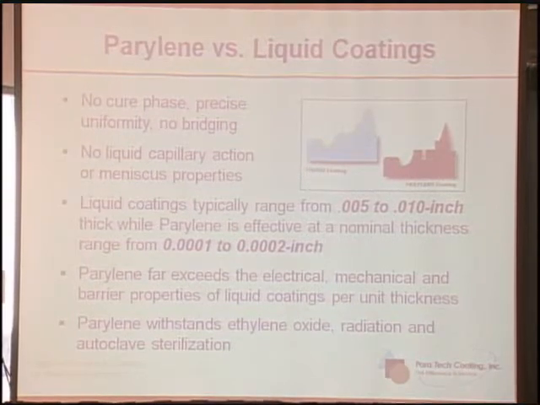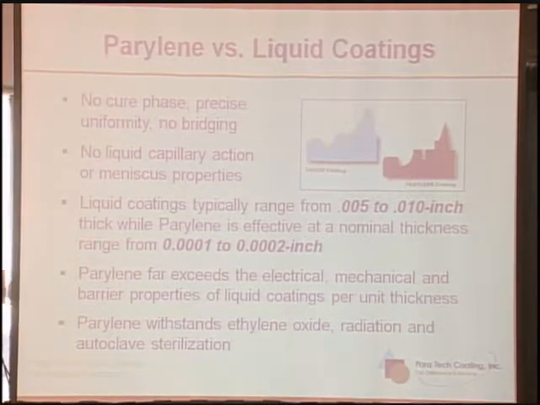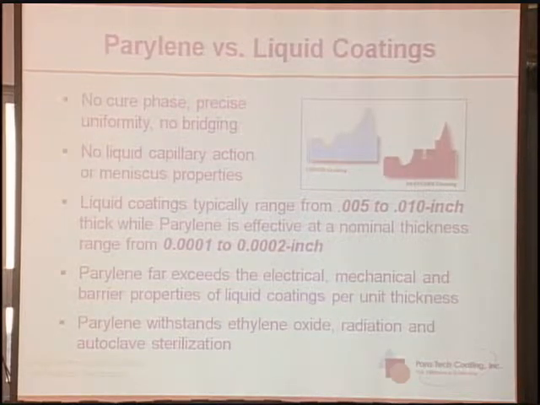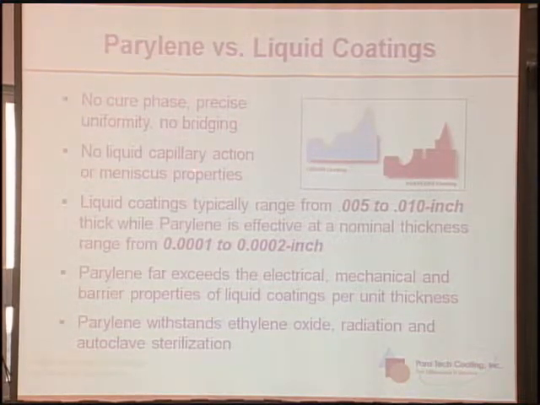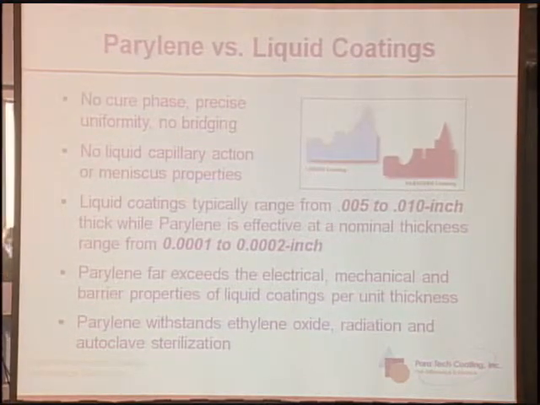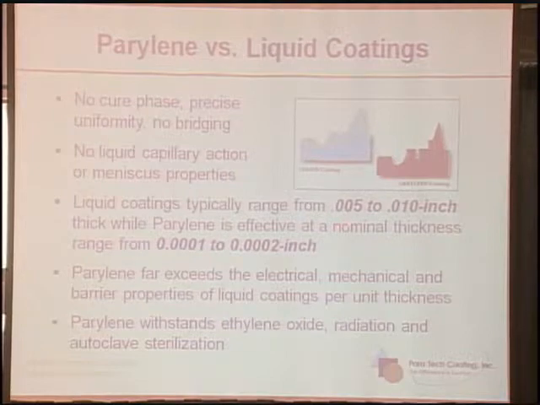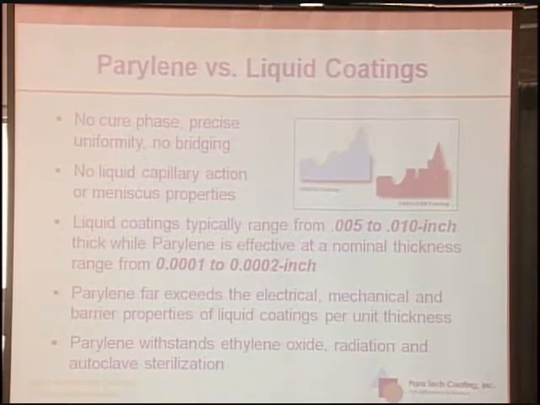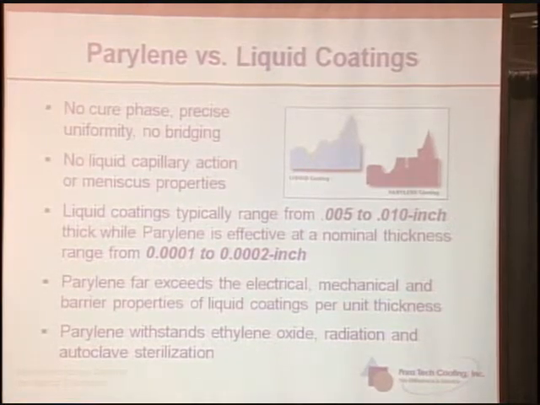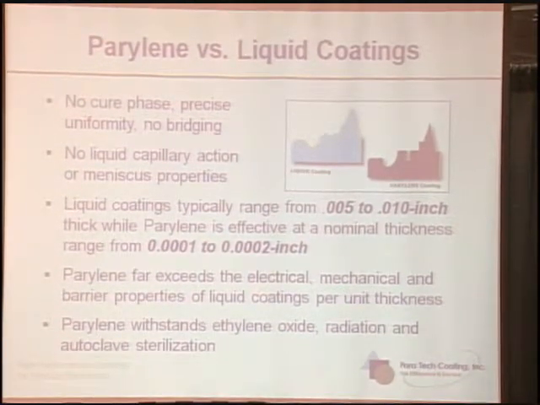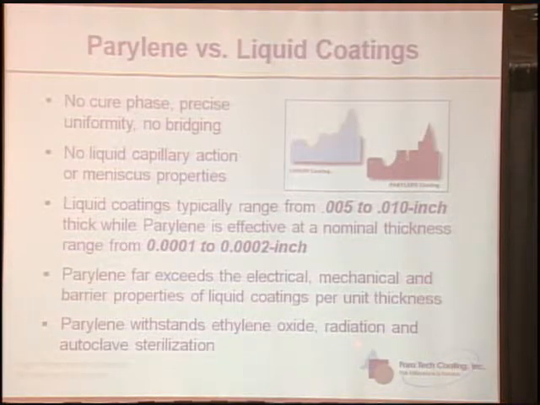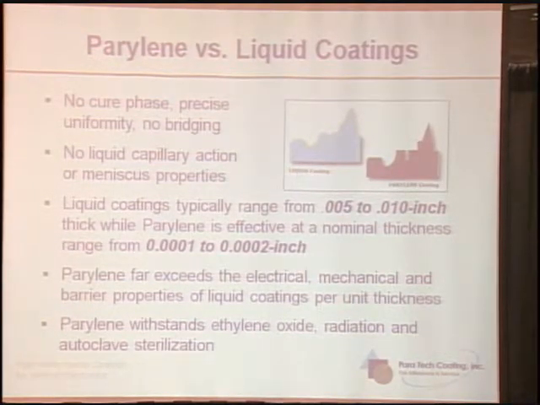I'd like to talk to you about Parylene, which is a non-liquid material, versus liquid coatings, and wanted to show you what the difference is between a vacuum deposited polymer and a liquid coating. There's no cure, it's a precise uniformity, and there's no bridging. There's no liquid capillary action or meniscus properties, and on a liquid coating you can see where you're going to be going on the thickness versus the Parylene, so you're going to go with a thinner film. That's going to be a more uniform film. Parylene far exceeds the electrical, mechanical, and barrier properties of liquid coatings per unit thickness, and Parylene withstands ethylene oxide, radiation, and other autoclave sterilizations.